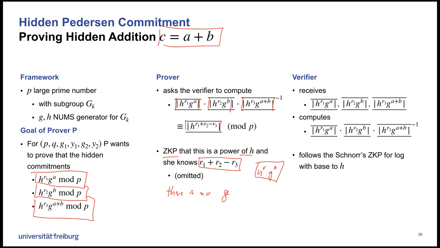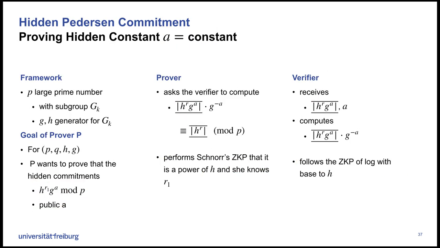So we can prove the hidden addition. For this, we need just one Schnorr back and forth. We can just multiply commitments. So the verifier receives this information, computes this value, and then just follows the Schnorr zero knowledge proof to the base of h. So that's one thing we could do. We could also prove that something is a constant, which is even easier. So the constant is known. I want to prove that this is g to the a.